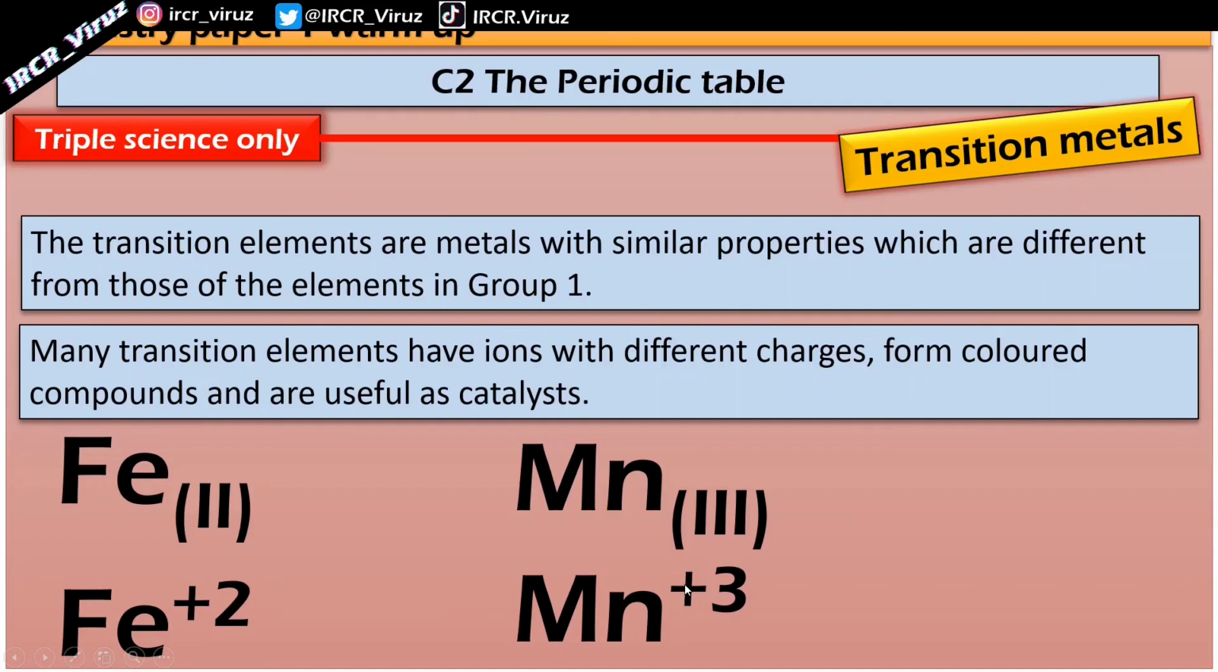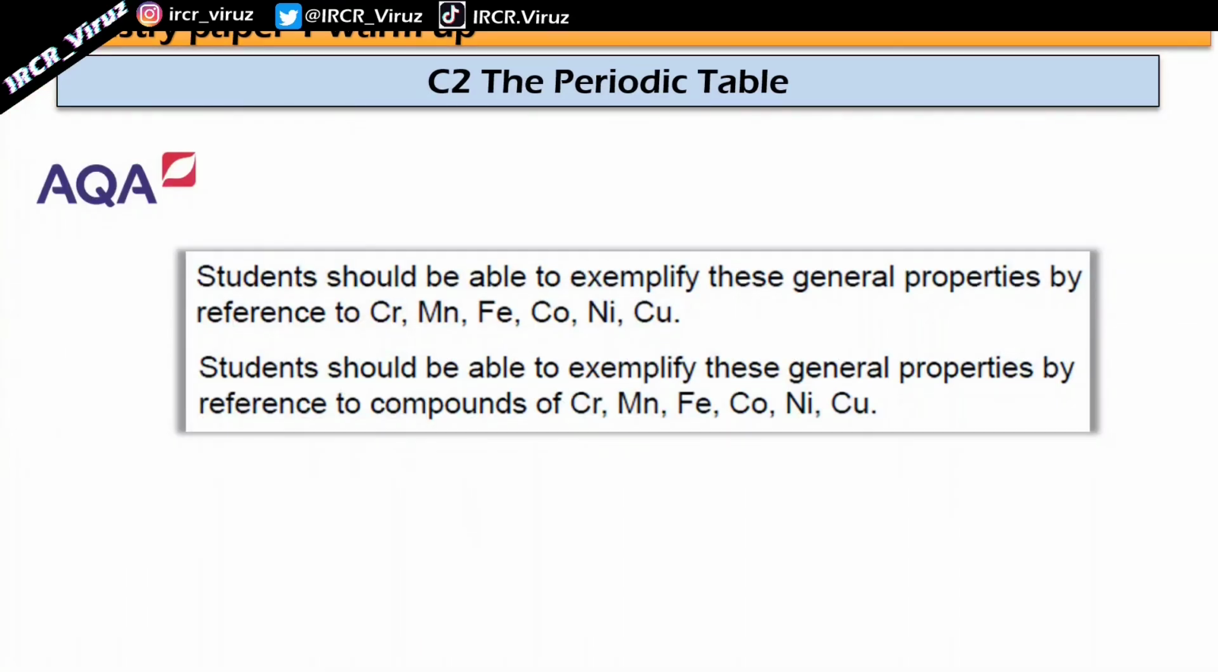So unlike the metals in group 1 and group 2, the transition metals can have different charges, can have different types of cations for each one of those elements. Okay, and you need to look into that. You need to try to familiarize yourself with some of the elements that are looked at in the AQA spec. So students should be able to exemplify these general properties by reference to chromium, manganese, iron, copper, cobalt, and nickel. Okay, so these are the elements that you're mainly going to be looking at in the AQA spec. So you need to familiarize yourself with the different ions that they can form if you are doing triple science.